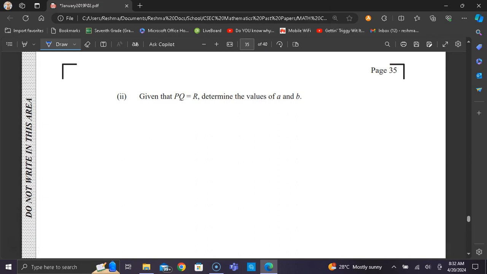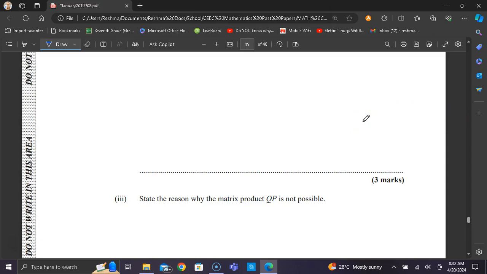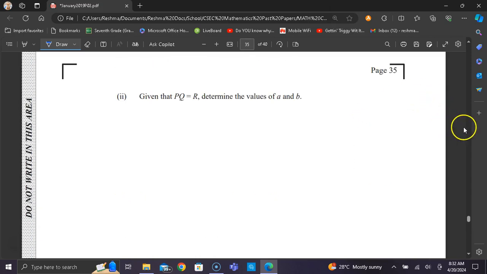Given that PQ is equal to R, determine the values of A and B, and this is worth 3 marks. So the product of P and Q results in matrix R. So P is the matrix -1, 2, 0, 5. Q is the matrix AB, and R is the matrix 11, 15.